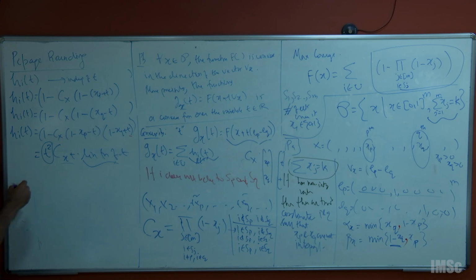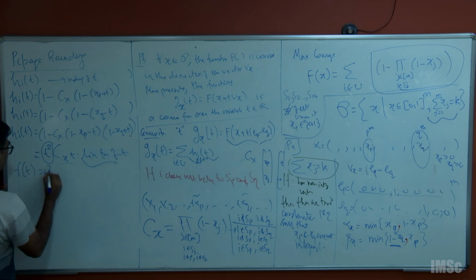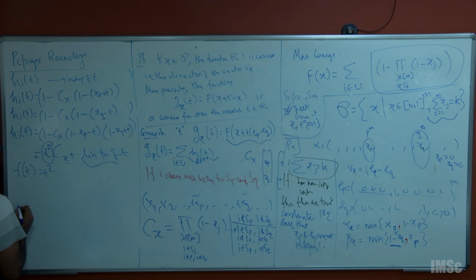I mean, if you really want to show that f of t being t square is a convex function, then what do you have to show? y equal to x square is that parabola. If everybody agrees, then I am not going to prove this. So this is basically all I have shown to you, that this is a convex function.